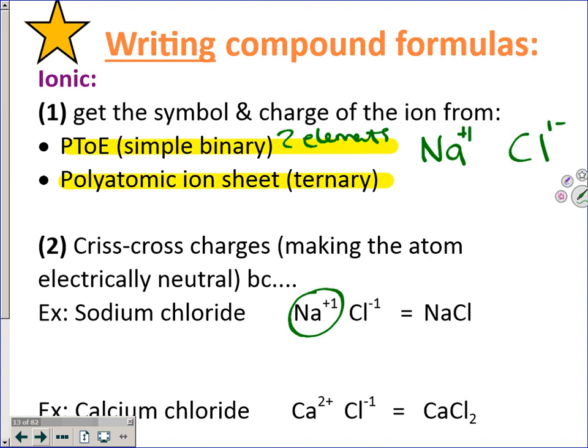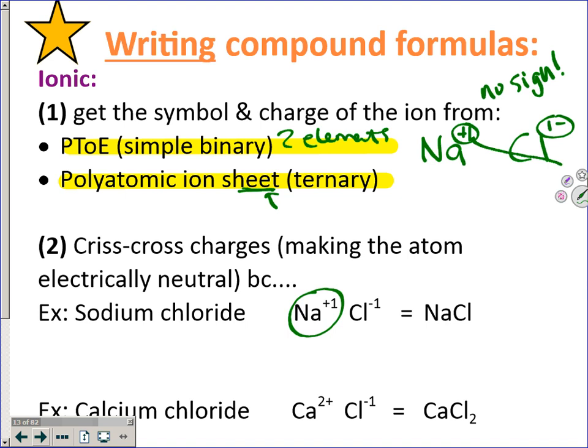If it weren't a simple binary one, you'd have something like a polyatomic ion involved. You need to look at your sheet for now. Eventually you're not going to have that sheet, so begin memorizing, making flashcards, whatever works for you. As we go now, we're going to just take our two charges. We're not going to take the sign, so no pluses and negatives. We're going to just crisscross, and here's how you crisscross.